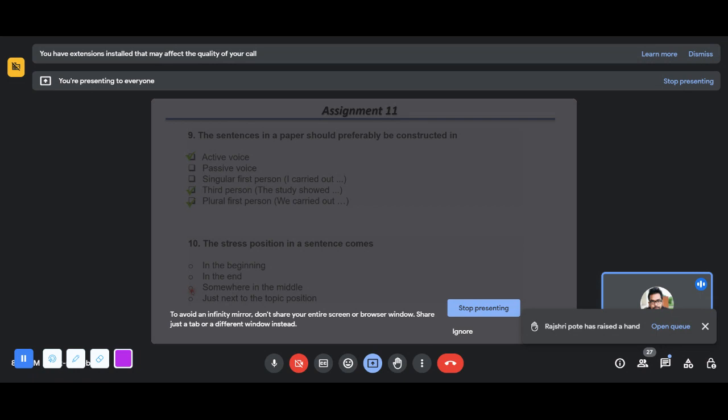Now the last and final question of the assignment is: the stress position in a sentence comes in the beginning, in the end, somewhere in the middle, or just next to the topic. So it comes always at the end, right? So these are the ways how you should make a sentence while writing a manuscript.